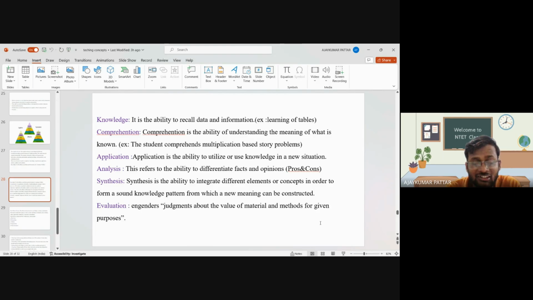Then synthesis. Synthesis में क्या होता है? Higher level. Analyze से ऊपर we are synthesizing new meaning by integrating different types of concepts. This is analysis से ऊपर का cognitive level है. Then evaluation. Evaluation means making judgments about the value of material and methods for a given purpose. Evaluation means it is the highest. We will evaluate: yes, this is for this purpose and this is the correct one. We will evaluate it finally for that knowledge. That is the highest cognitive level.